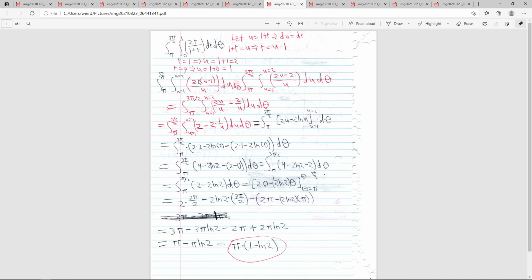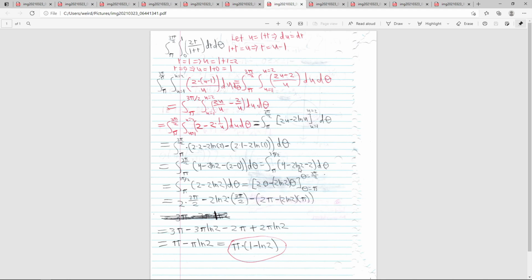Multiplying into 2, it's 2u minus 2 over u, du d theta. You can split it up and eventually get 2 minus 2 times 1 over u, du d theta. The integral of 2 is 2u, and 2 times 1 over u is 2 times ln u, because the natural log is the integral of 1 over u du. Then u equals 2 and u equals 1 are the limits of integration. You plug them in; ln 1 is going to be 0, and ln 2 we just keep as that.